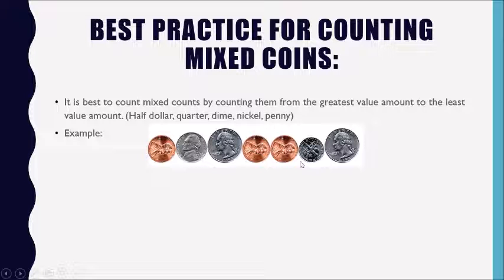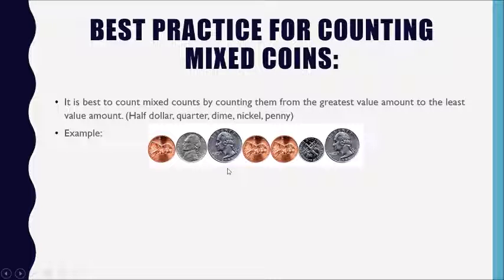Let's take a look at the example. As you can see here, all the coins are in mixed order and they are also mixed coins. So when we look at this, it's a little tricky if you just count the penny and then you would count nickel and quarter. It's a little confusing when you do it that way. The quickest way for you to count the total amount for these coins is, like I said, if you start from the greatest and then you work your way down to the least value.